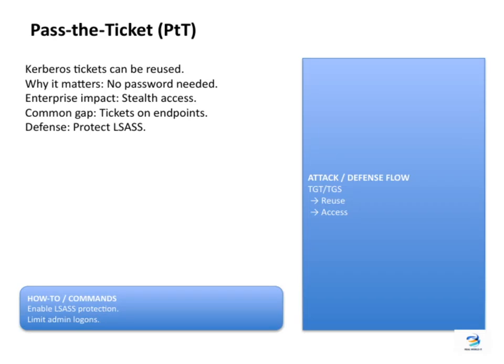Let's take a closer look at the attack and defense flow involving TGT and TGS. These are key components in Kerberos authentication. Attackers often aim to reuse these tickets to gain access or move laterally within a network. Reusing tickets can allow them to authenticate without needing a password, which makes detection more challenging.